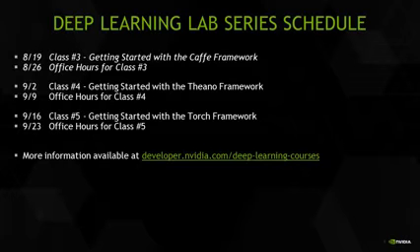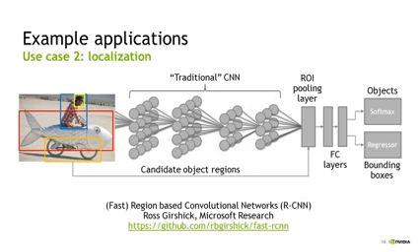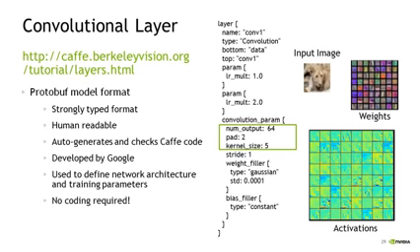And let me go to another slide to show you a little bit about, I'll jump around a little bit here. So Caffe is a convolutional neural network framework that allows you to build a custom neural network for your data.